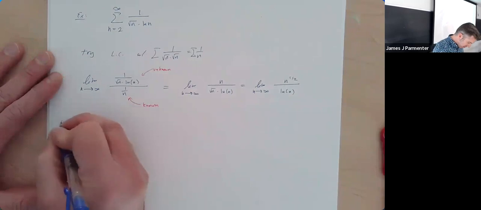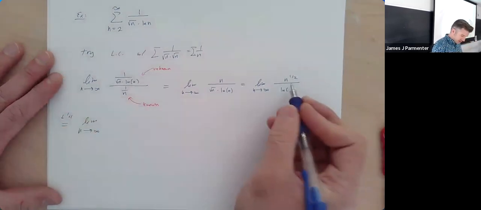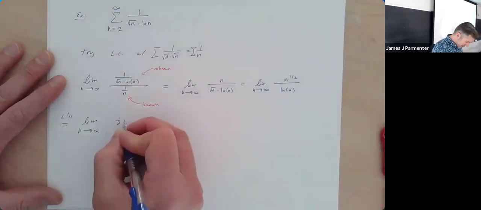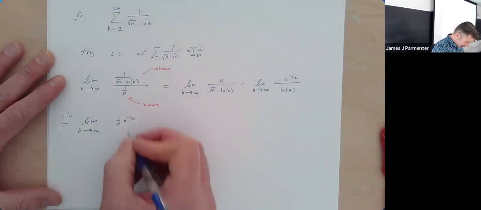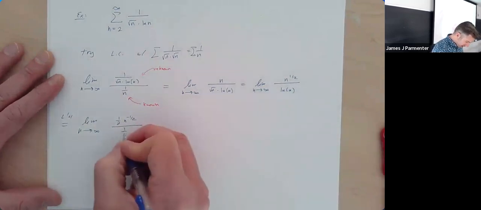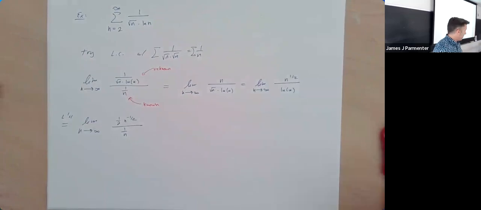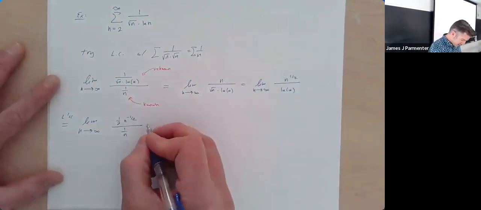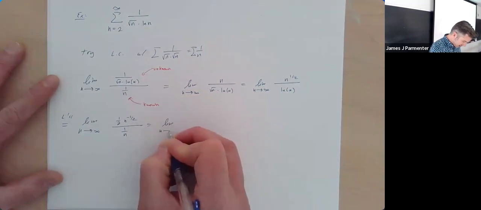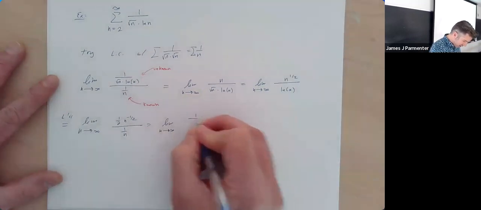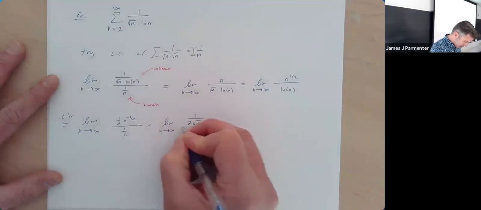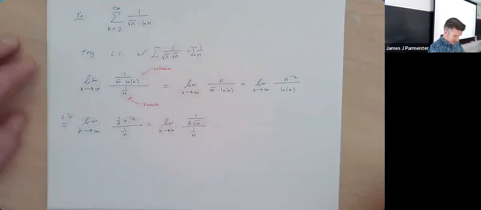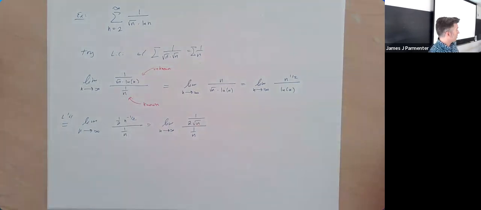So using L'Hopital's rule, the derivative of n to the 1/2 is 1/2 n to the negative 1/2, and the derivative of the natural log of n is 1 over n. And then we should simplify, because if I don't simplify this, I might be thinking, well, I've got a 1 over 2 times the square root of n over 1 over n. You might be like, oh, I have a 0 over 0, and I'm going to use L'Hopital's rule again.